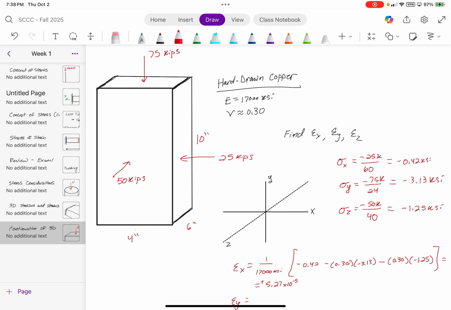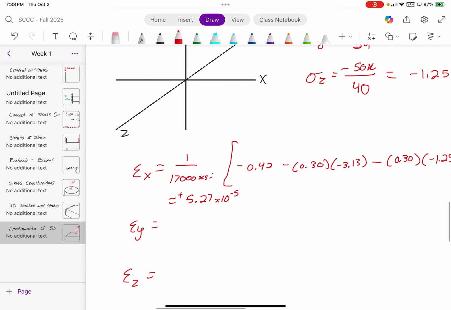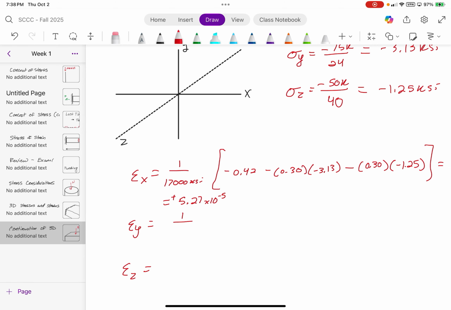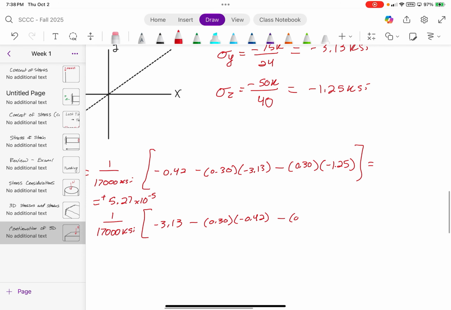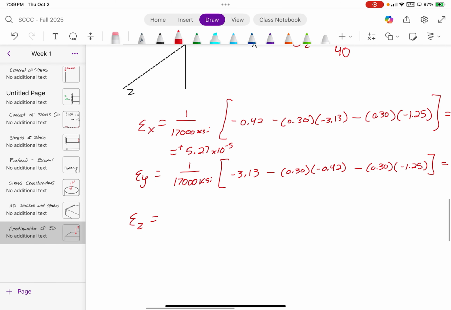What did we get for epsilon y? You do 1 over 17,000 KSI times sigma y, which was negative 3.13, minus 0.30 times sigma x, which was negative 0.42, minus 0.30 times negative 1.25. And what did we get for this? Negative 1.54 times 10 to the negative fourth.